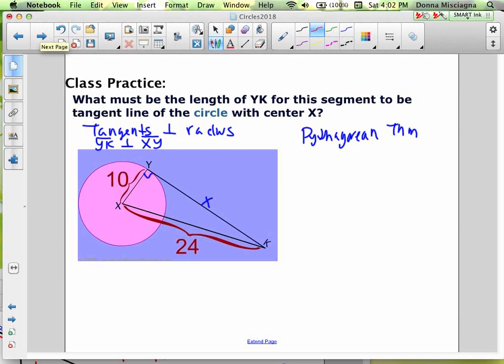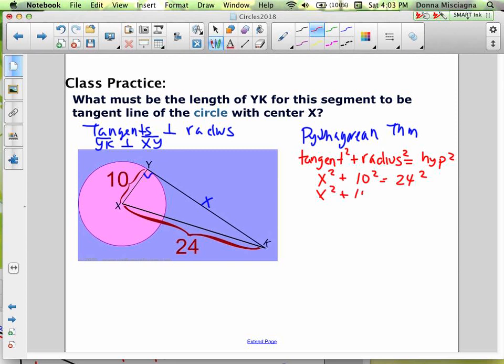And it's always going to be that tangent segment squared plus the radius squared equals the hypotenuse squared, which is that line segment that connects the center to the tangent. So the tangent is x, the radius is 10, the hypotenuse is 24.